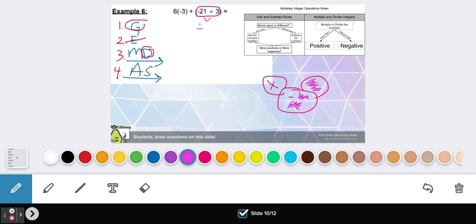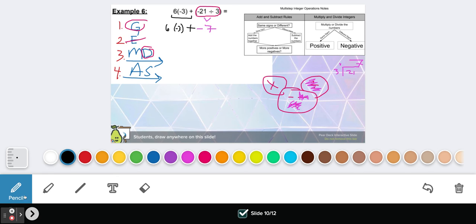Now I need to figure out 21 divided by 3, okay? So then the way we draw that is if I do the house method, 21 goes inside, 3 goes outside. 3 times what should give me 21, sorry, and that should be 7, okay? So here I should have a negative 7. And then I'm going to just bring down everything I did not use. Okay, so I didn't use 6 times negative 3 plus negative 7.